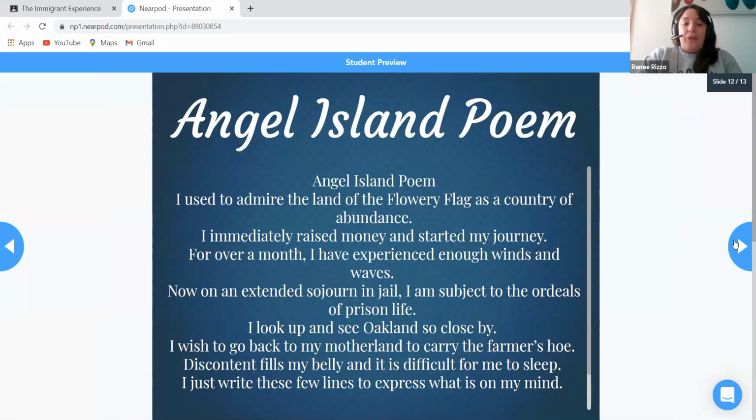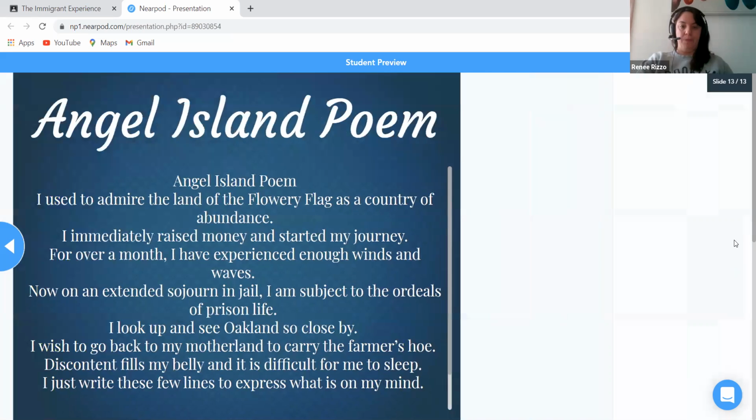I used to admire the land of the flowery flag as a country of abundance. I immediately raised money and started my journey. For over a month, I have experienced enough winds and waves. Now, on an extended sojourn in jail, I am subject to the ordeals of prison life. I look up and see Oakland so close by. I wish to go back to my motherland to carry the farmer's hoe. Discontent fills my belly, and it is difficult for me to sleep. I just write these few lines to express what is on my mind.